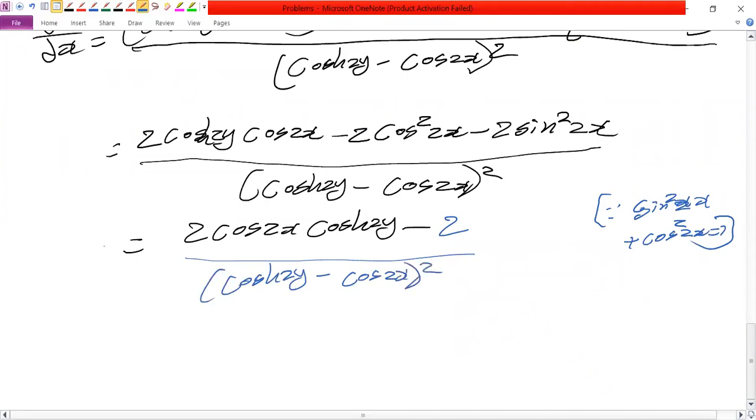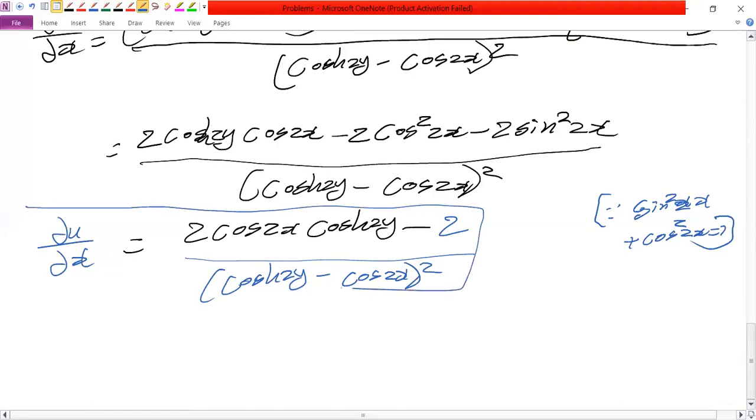Taking this as dou u by dou x. In the same manner we need to find dou u by dou y. So can we expect that similarly dou v by dou y is equal to, wherever x is there y, wherever y is there x? Can I take it like that? Yes or no? We cannot take it like that.